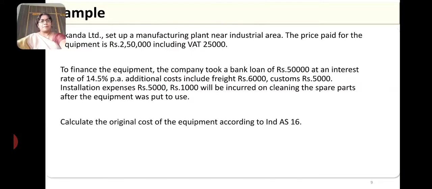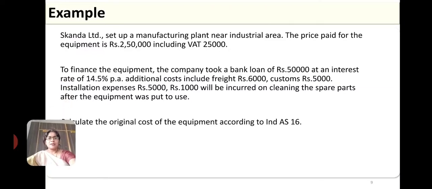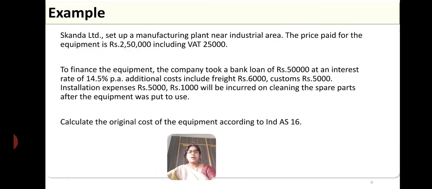So, I have given an example here. Let us go through the example clearly. It says Skanda Limited set up a manufacturing plant near an industrial area. The price paid for the equipment is 2,50,000 including VAT of 25,000. That means this 2,50,000 also includes the VAT amount.